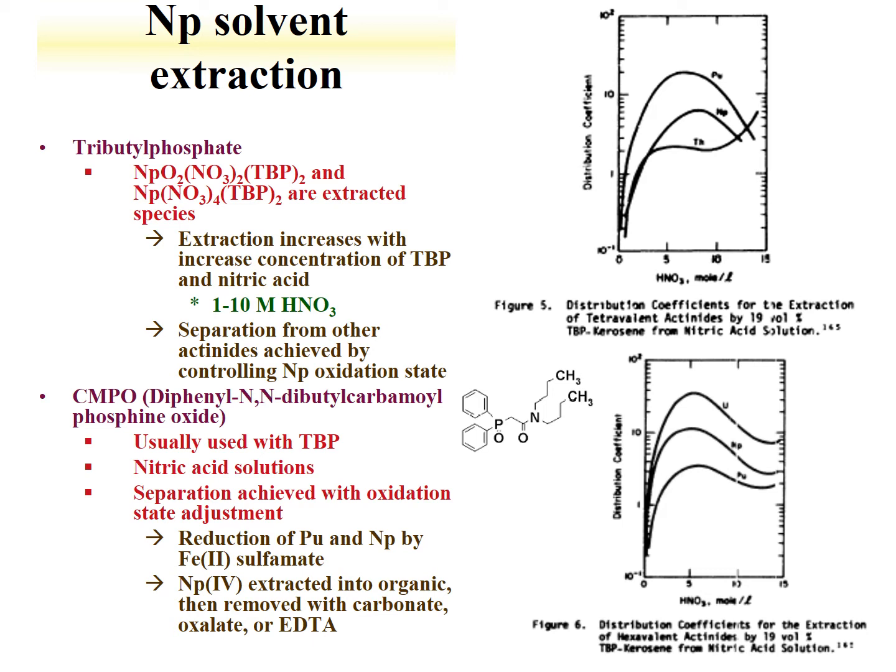CMPO, which is a ligand that is preferentially used in the TRUEX process, has also been studied with tributyl phosphate, and separations have been achieved with oxidation state variation, where neptunium and plutonium can be reduced and neptunium-4 can be extracted into organic and then removed with carbonate, oxalate, or EDTA.